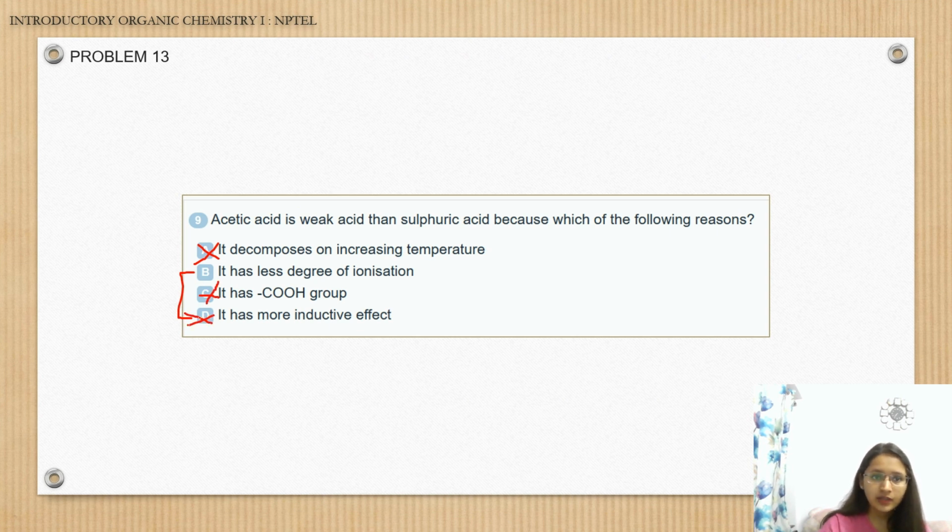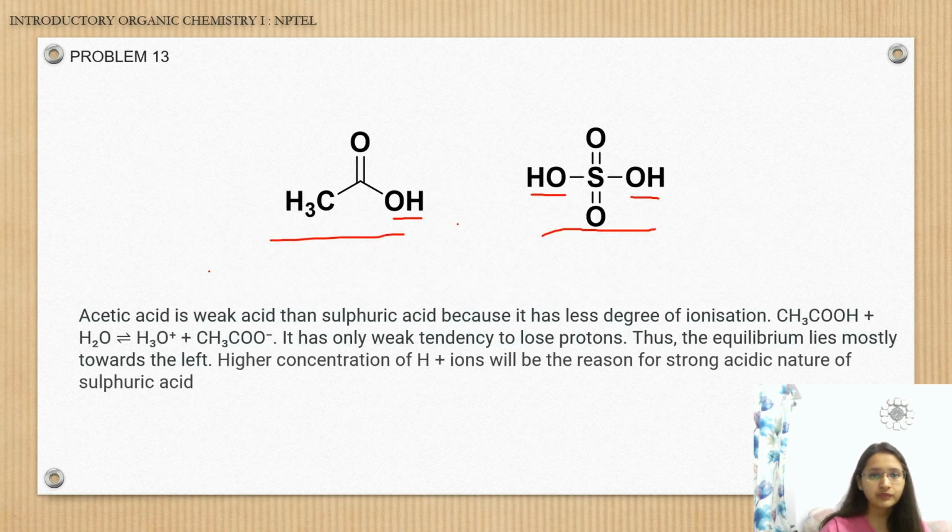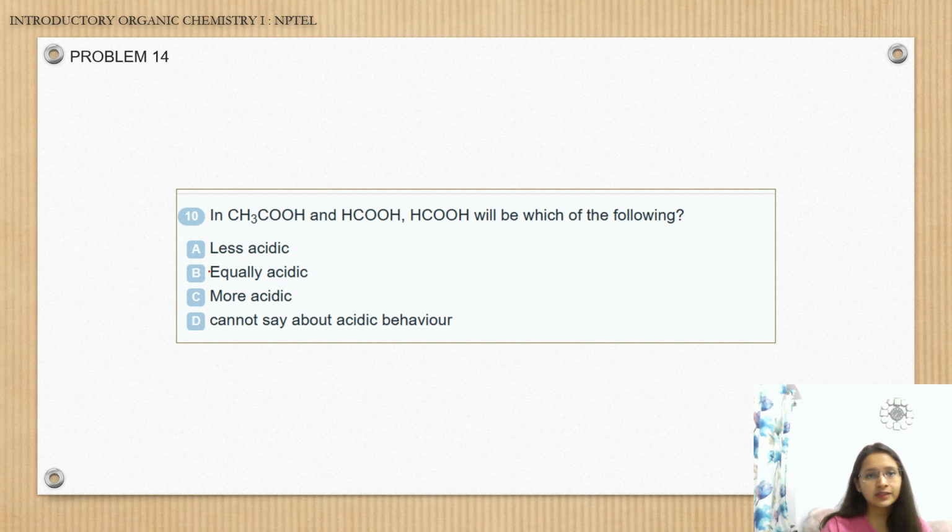Here is the less degree of ionization, because acetic acid has a low degree of ionization than sulfuric acid because of the presence of less ionizable protons. So the correct option will be option number B, because the ionizable protons in acetic acid are fewer than the ionizable protons present in sulfuric acid. So is it clear to all of you why it is weak? Because of less degree of ionization. Right? Okay, if it is clear, then I'm going to problem number 14.